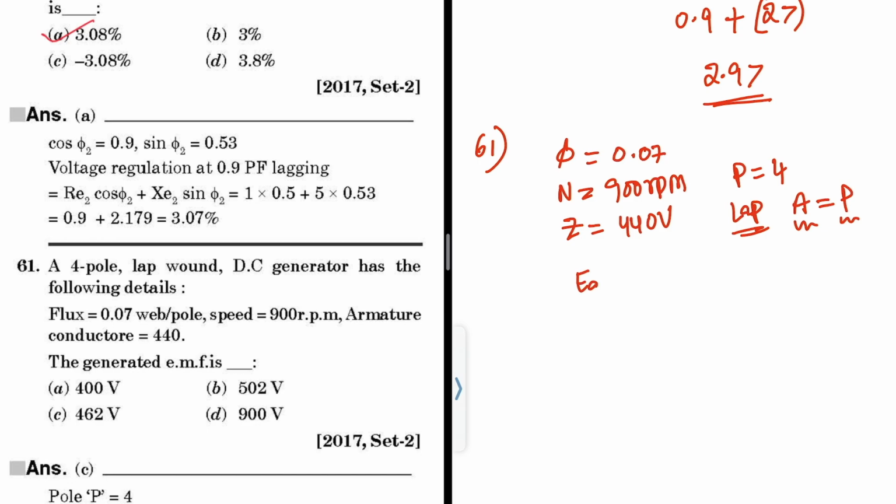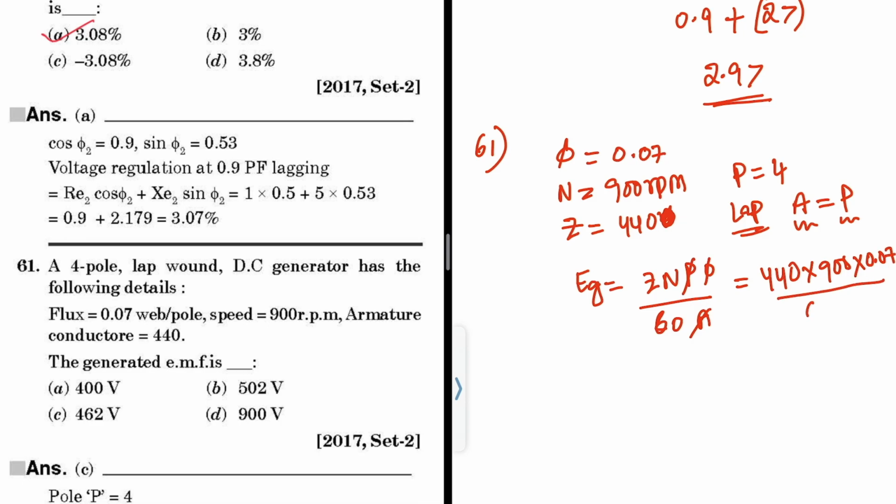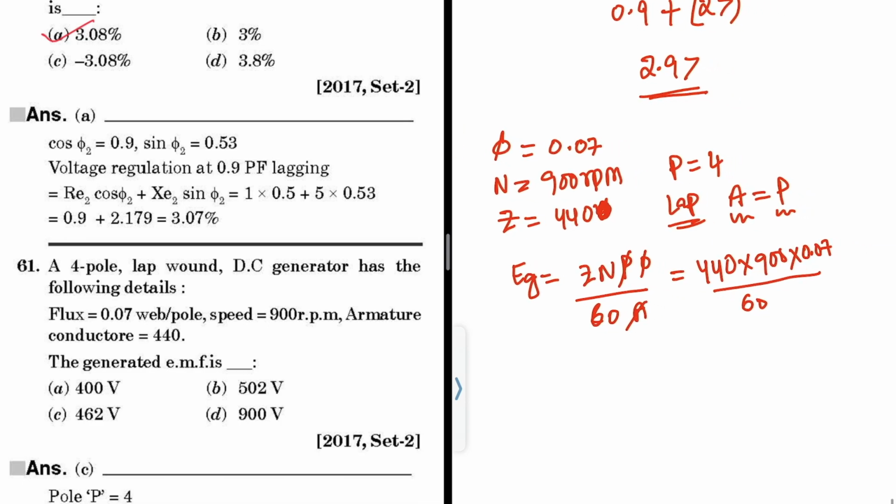So we know the generated EMF formula: Z n P phi by 60 A. As A and P are equal, both will be cancelled. So E equal to 440 into 900 into 0.07 divided by 60. This is not volts, sorry.